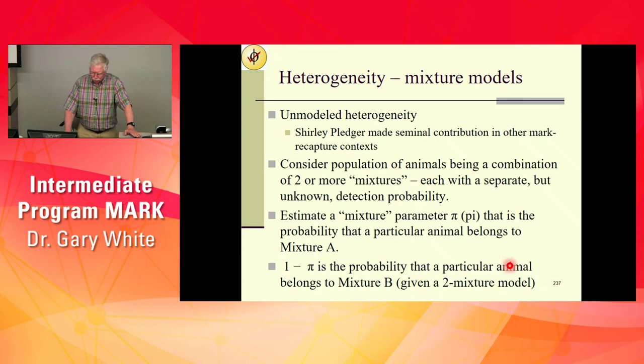Mixture models are something a little different. One place you probably encountered mixture models in fisheries is commonly used to separate out lengths into age classes. You come up with these different normal distributions for each age class, their lengths, and then you fit this mixture of normal distributions. Well, we're going to fit a mixture of distributions of detection probabilities, normally two, because that's about all we can ever handle. And so we have this mixture A, which occurs with probability pi. That's given that you're in mixture A. And then mixture B is 1 minus pi. It's the probability you're in mixture B. Gives us a two-mixture model.